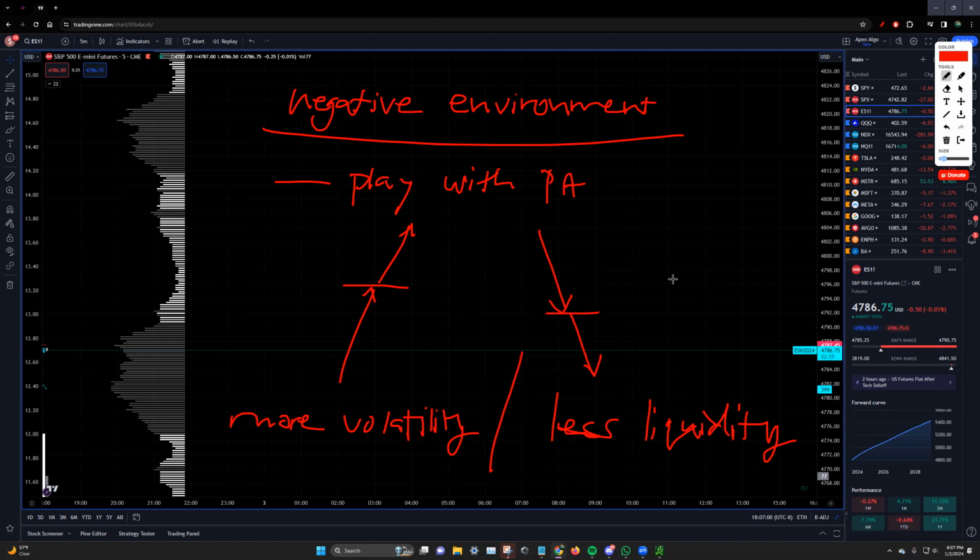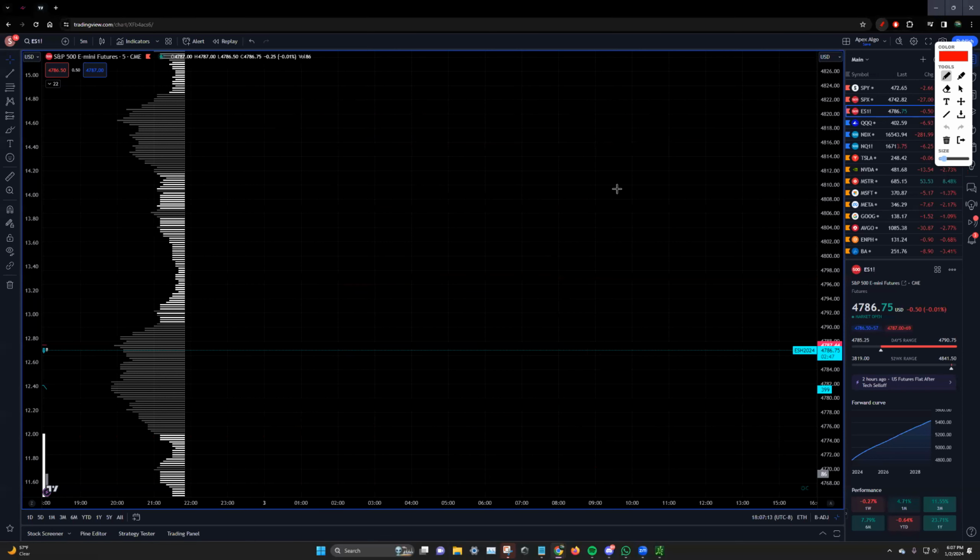An interesting thing is, you would kind of assume that this would be very directional, right? So I want to make relatively clear how this can look in certain situations, to be more specific, in a negative environment.